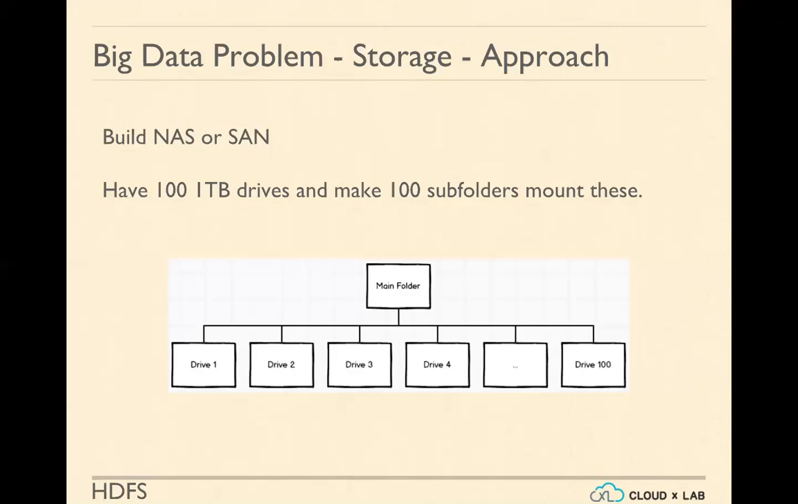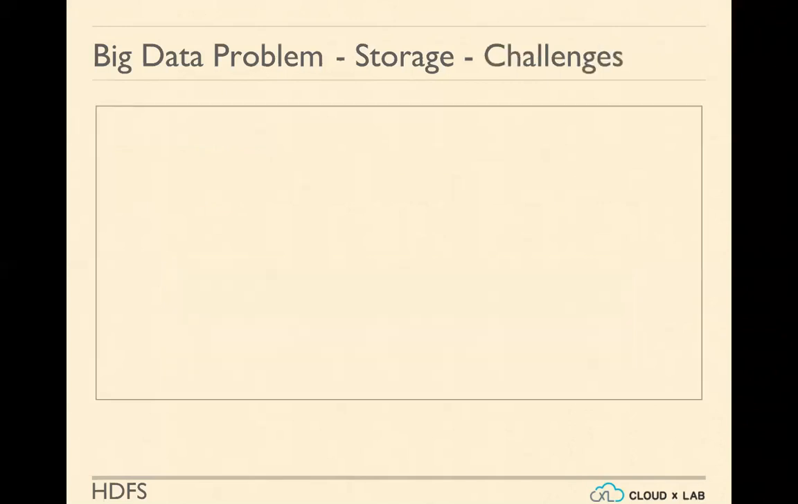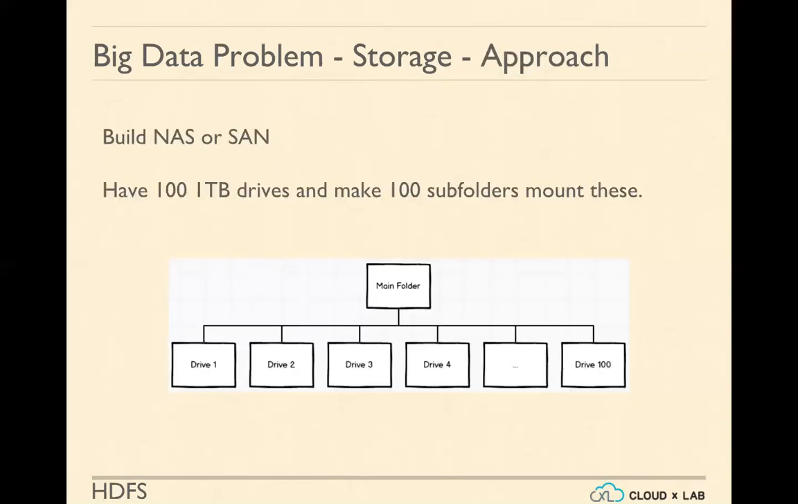So you take 100 drives, and all these 100 drives are connected to the computers, which are connected in the network, and you have mounted these drives as folders inside a main folder. Okay? Is it clear? Do you see any challenges with this? Do you see any challenges with this? No challenges?